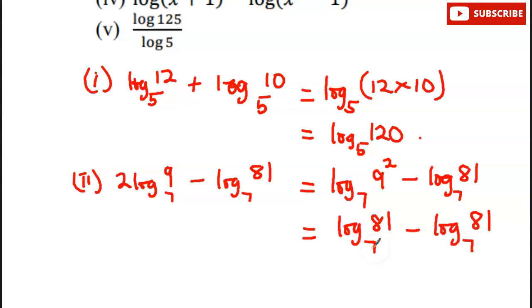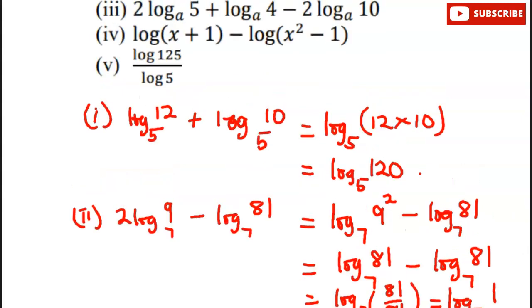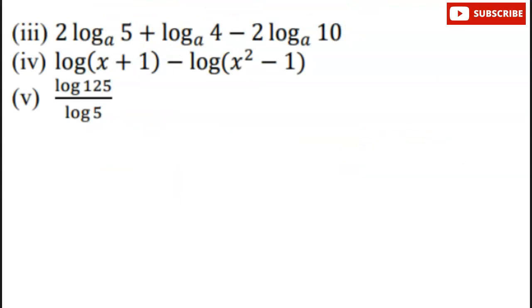And someone may decide to go further. Now when you go further, the bases are the same, so you just divide. So log to the base 7 of 81 over 81. And this is the same as 81 over 81. Is that not 1? Yes, 1. And what is log 1 to any base? This is 0. So either you end here or you continue, you still get the same answer. So let's look at other examples.